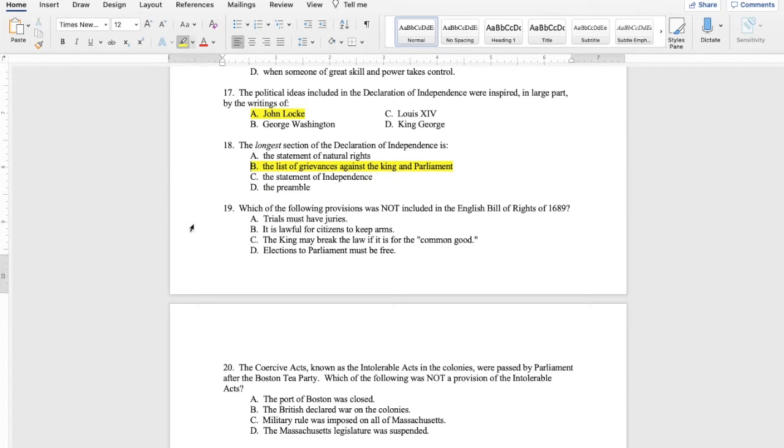19, which of the following provisions was not included in the English Bill of Rights of 1689? This was a tough one. You had to think about it. All three documents that we studied had one thing in common, and that was that the king also had to follow the rules. So certainly, C is the correct answer. It did not say that the king may break the law if it is for the common good.